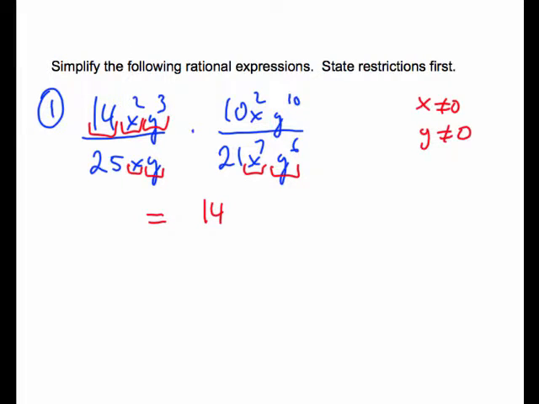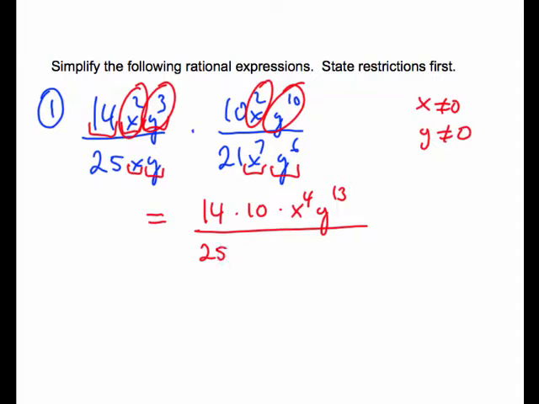We're going to have 14 multiplied by 10 times x squared, which is x to the 4th, y cubed times y to the 10th is y to the 13th, divided by 25 times 21. I'm just leaving the numbers that way because they'll be easier to reduce if I don't put them together as a big number. x times x to the 7th is x to the 8th, and y times y to the 1 times y to the 6th is y to the 7th. Okay? Factors in numerator and denominator.